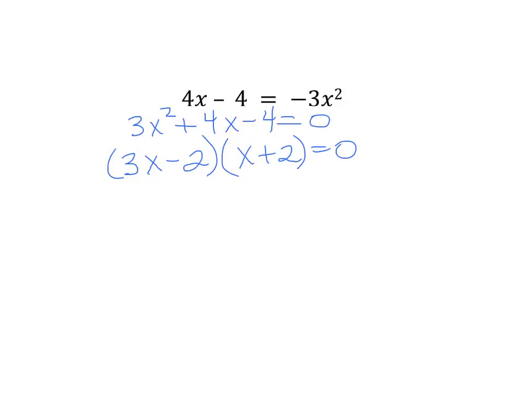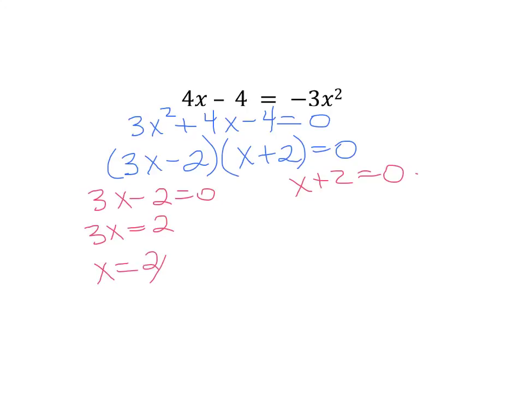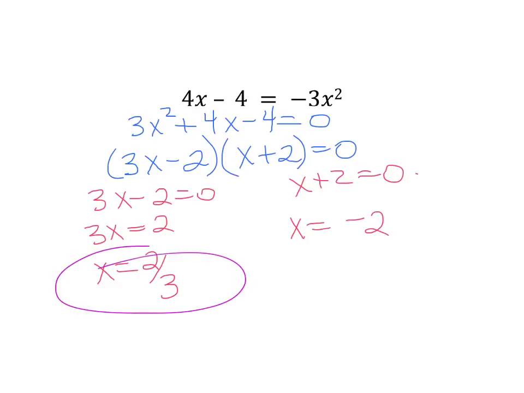All right, done. Awesome. Now, the next step that we're going to do is we're going to set each bracket equal to 0. 3x minus 2 equals 0. And x plus 2 equals 0. And then you're going to solve each so that you get x. So x is equal to 2 over 3. And here, x is equal to -2. So there's one of the x-intercepts and the other x-intercept.